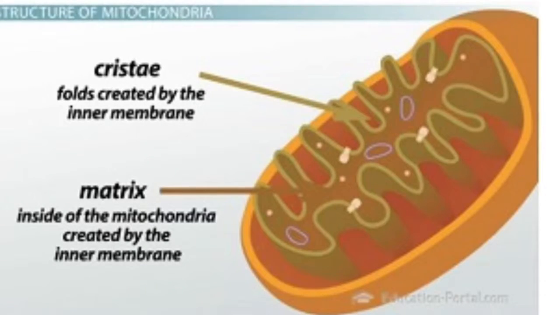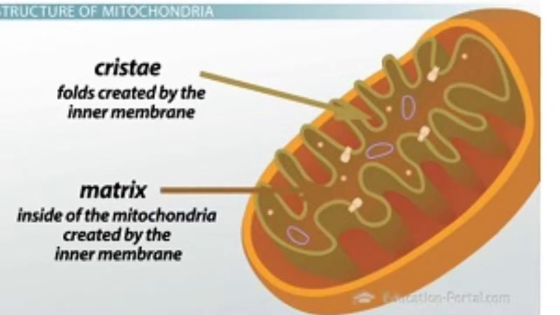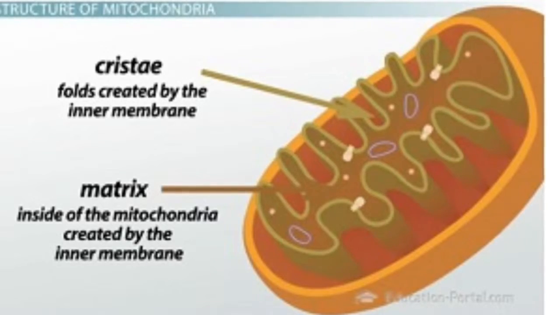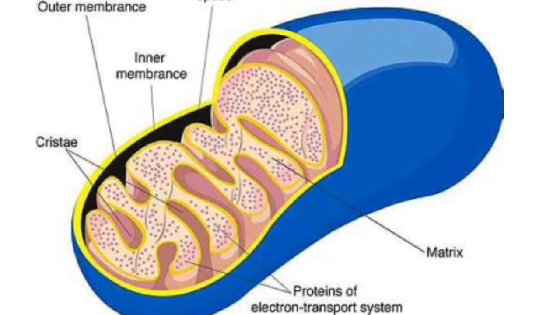Mitochondria. Its structure is bounded by a double membrane. The inner membrane has infoldings known as cristae. It usually has a size range of 1 to 10 micrometers long. The function is cellular respiration.